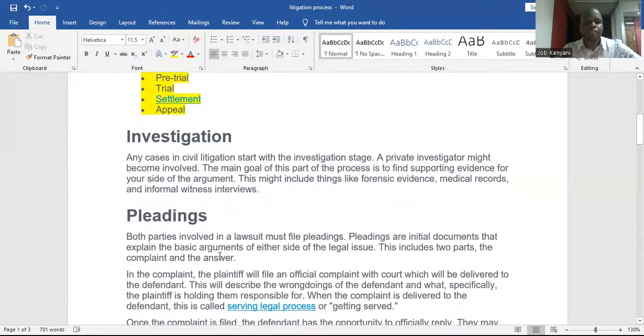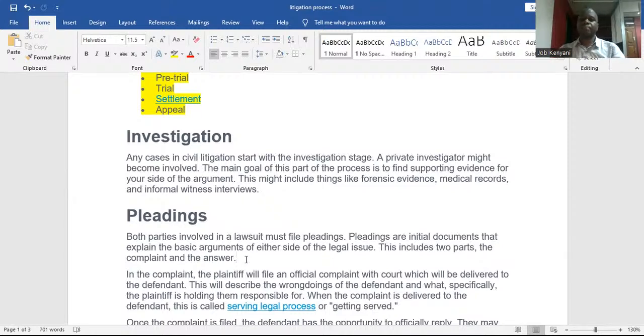So pleadings. Both parties involved in a lawsuit must file pleadings. Pleadings are initial documents that explain the basic arguments of either side of the legal issue. This includes two parts: the complaint and the answer, from the plaintiff and the defendant. The plaintiff or complainant presents, then the other party will be able to answer back.